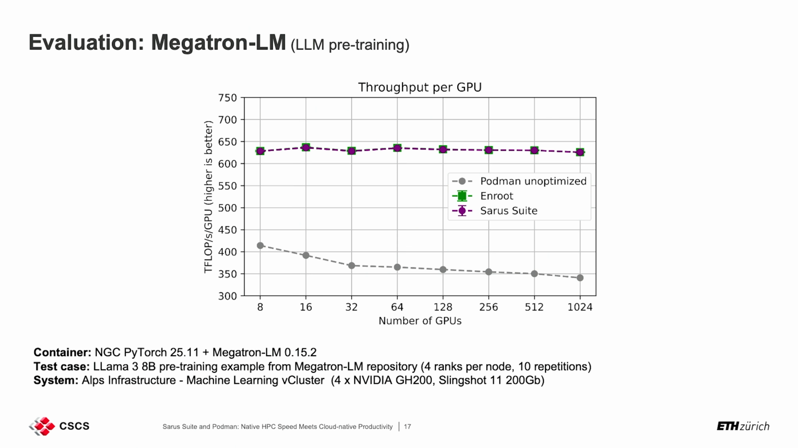And you can just compare the performance difference between the vanilla Podman and the other HPC container solutions here, and Sarus suite. And you can see the huge difference in performance.